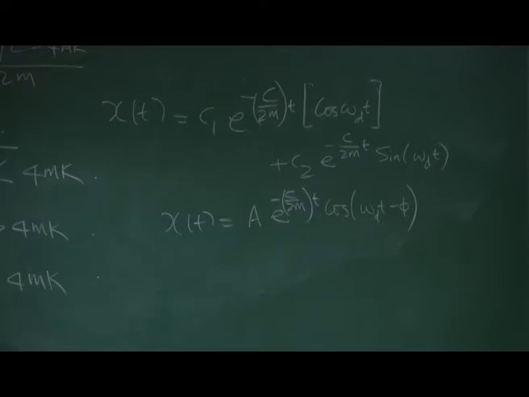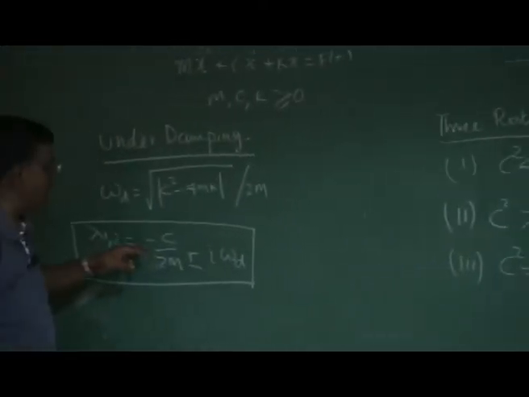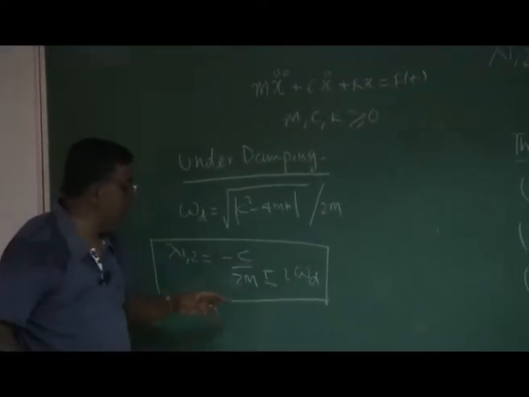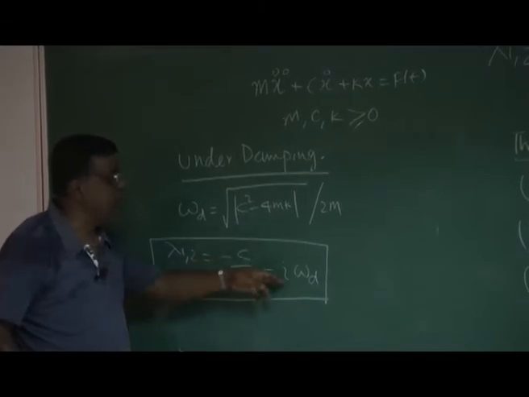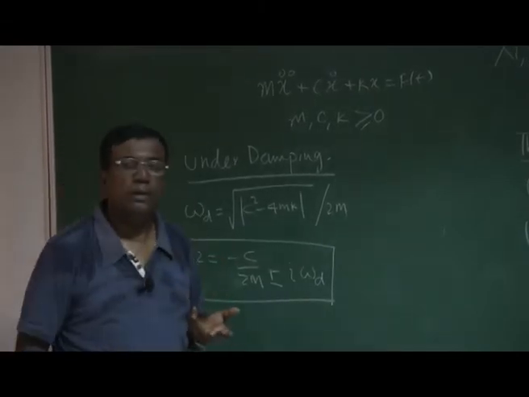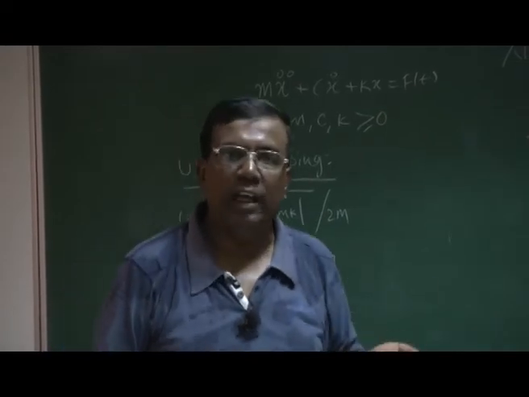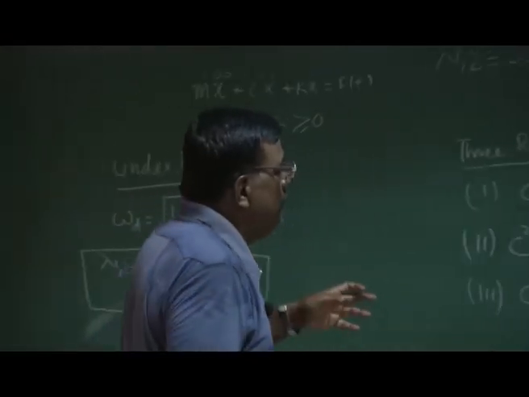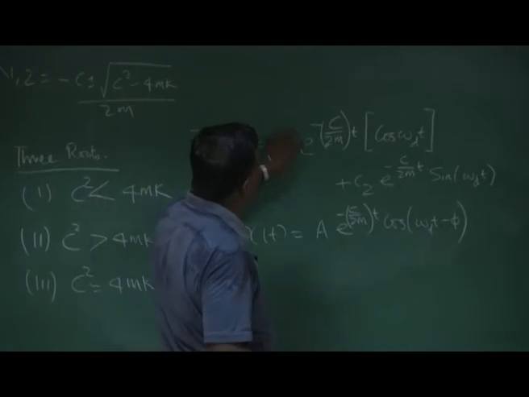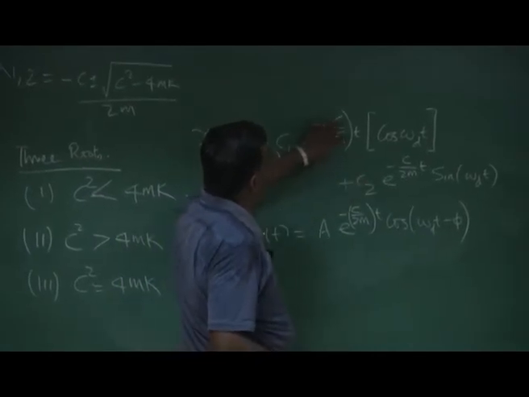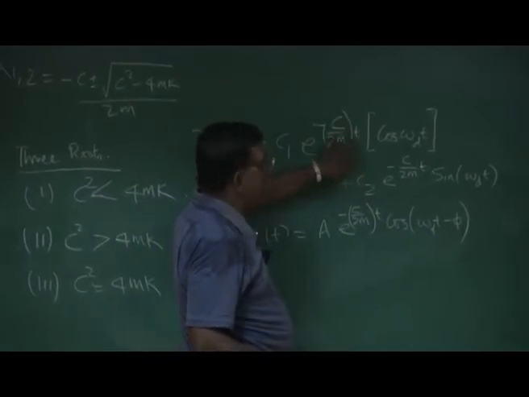Because you know, if these are the roots, one is minus c by 2m plus i omega d, and the other is minus c by 2m minus i omega d, they are complex numbers. So there will be oscillations as far as modeling is concerned. And you could see the final solution is a sum of two basic solutions. It is a sinusoidal part, right?